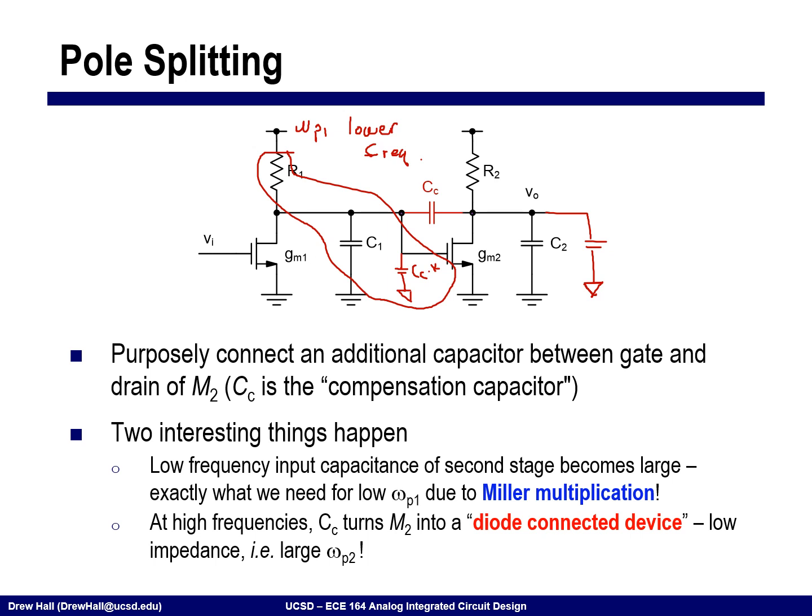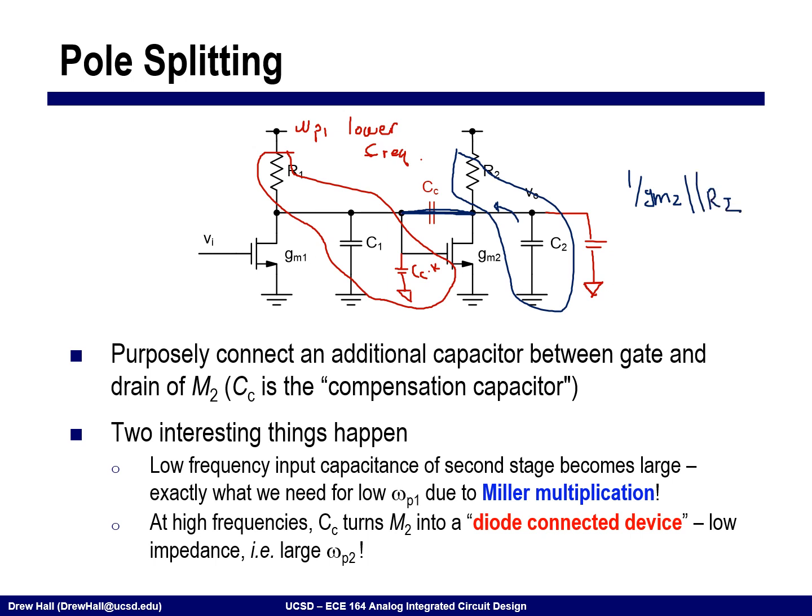Now, once this pole occurs, we start to roll off the gain, okay? This capacitance is now shorted out, okay? And so what happens here is that C2 used to see this impedance of R2, okay? But when CC is shorting out, what is the impedance that I see looking back into the circuit? It's not R2 anymore. It's 1 over GM2 in parallel with R2.